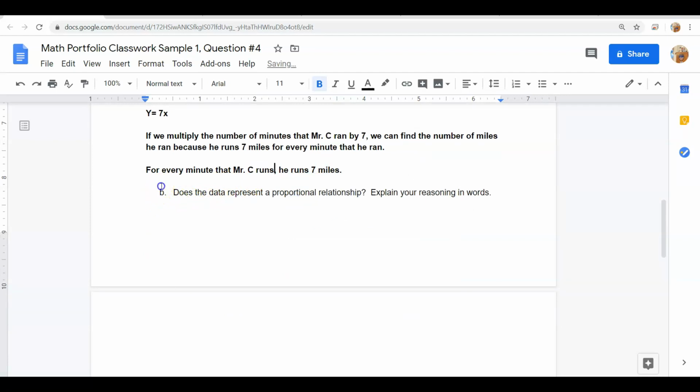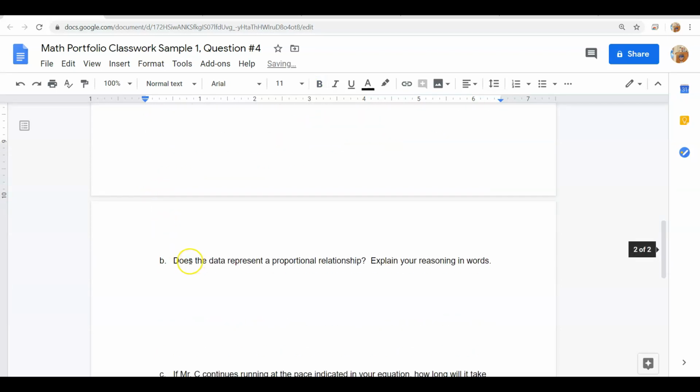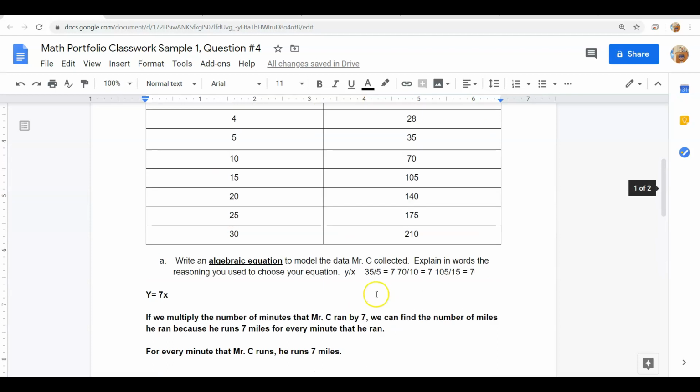Letter B. Letter B is my favorite because it's the easiest. Does the data represent a proportional relationship? Explain your reasoning in words.